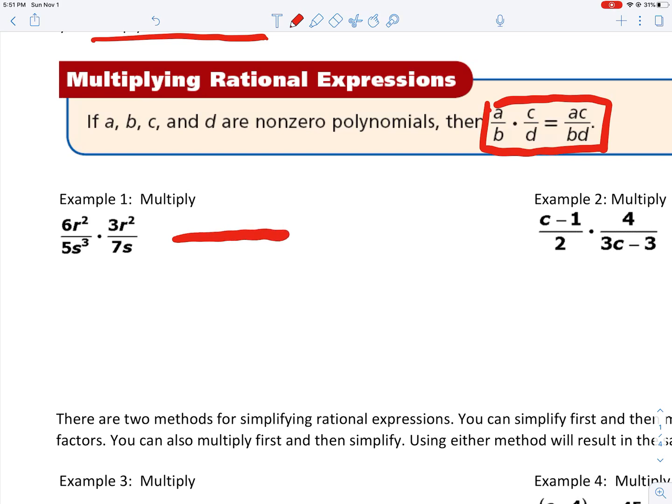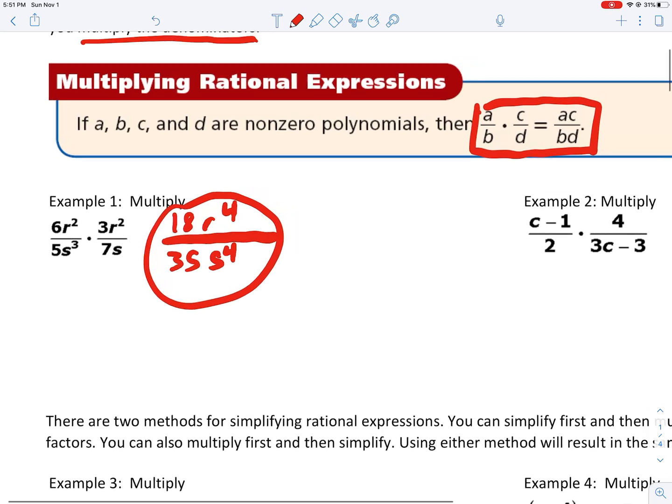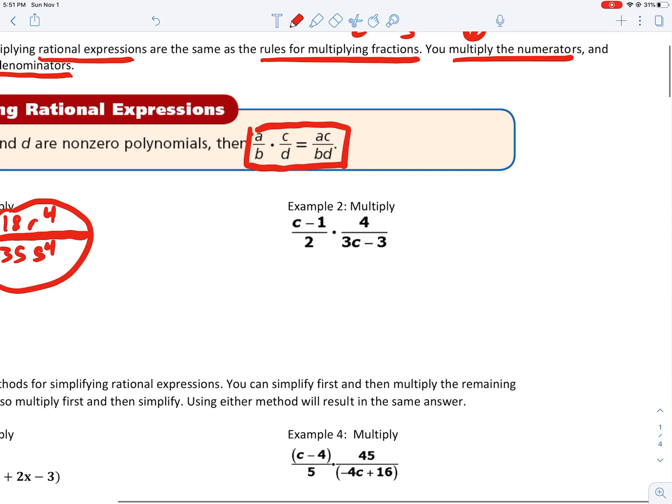So multiplying, we're going to multiply 6r by 3r squared. So that's 18r to the fourth. 5 times 7 would be 35s to the fourth. Remember when you're multiplying variables, you add the exponents. So that's why it's r to the fourth and s to the fourth. So that would be your simplified answer because there's no common factors to reduce like what we were doing in lesson 4.1.